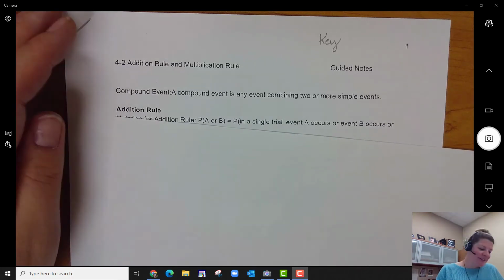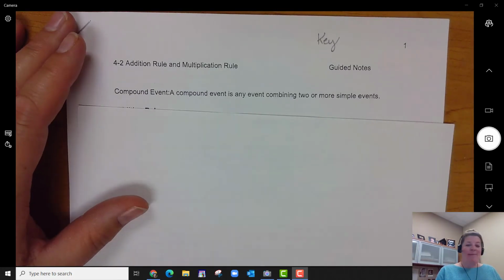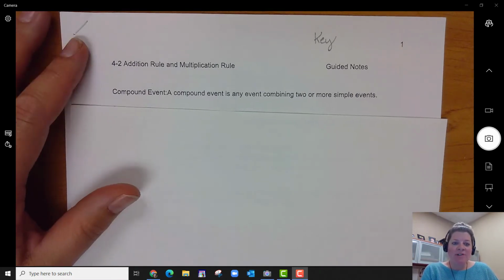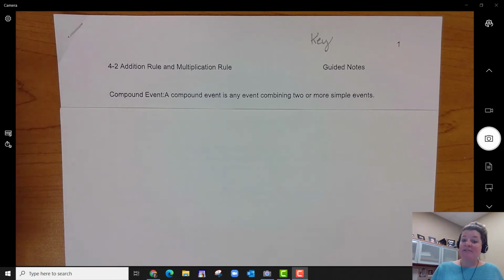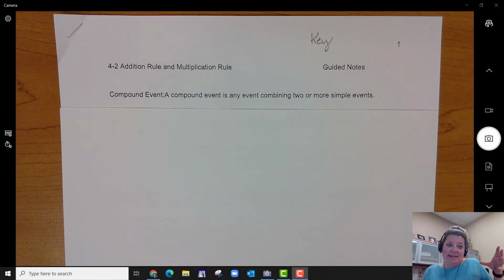Hi class, this video is going to help with 4.2 and we're still doing probability. We're going to start talking about what we call compound events. A compound event is an event combining two or more simple events. So for example, if I roll a die and I want to get a 1 or a 3, or what's the probability of rolling two dice and getting a 2 and a 2? So we're looking at more than one event and putting that together.